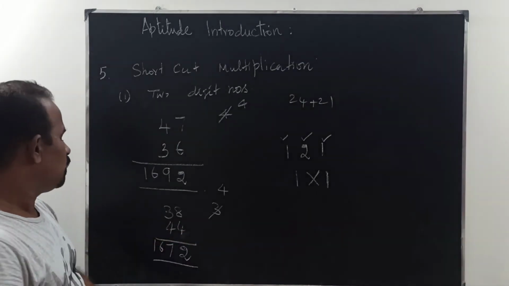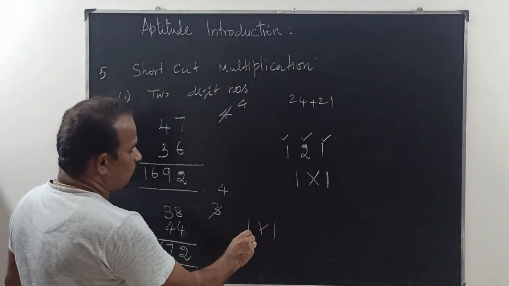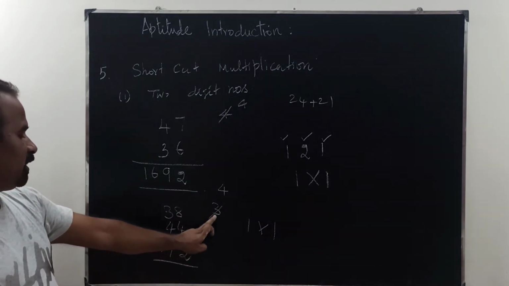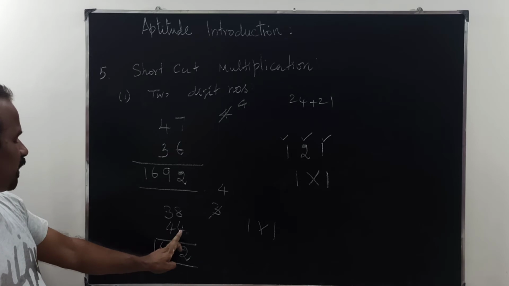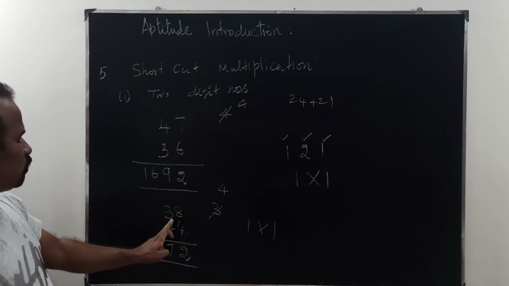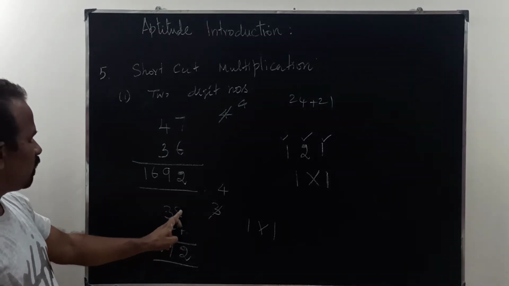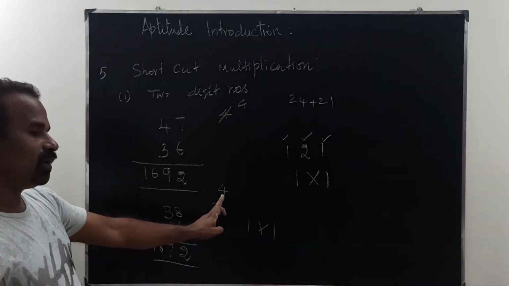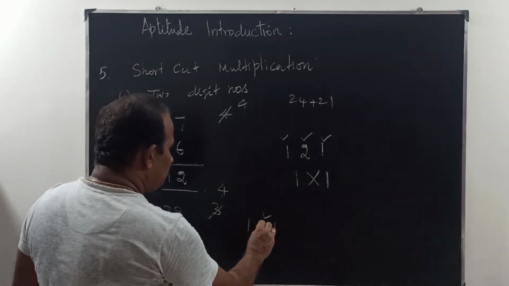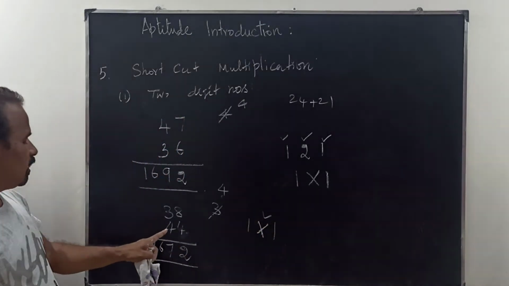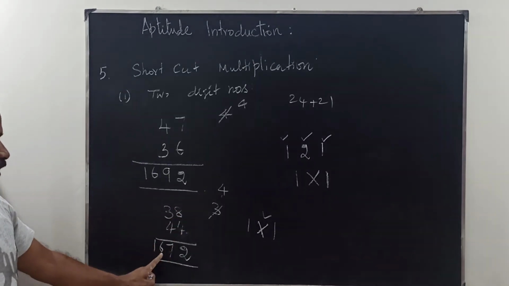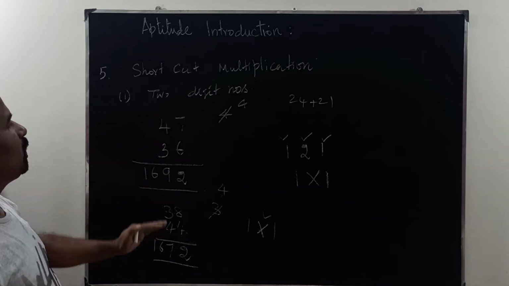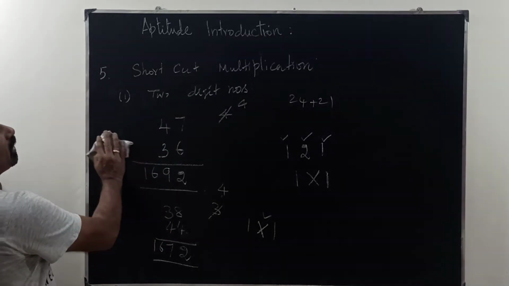Again I am telling you, this is the rule. 1 to 1 cross 1. You take this first column. 4 into 8, 32. Remaining 3. Then you take cross multiplication. 12 plus 32 is equal to 44. 44 plus 3, 47. Remaining 4. This is also over. Then 4 into 3, 12. 12 plus 4 is 16. So this is the shortcut multiplication of any two-digit numbers.